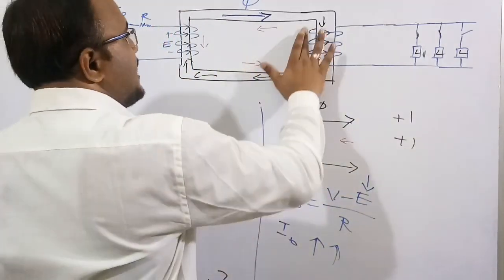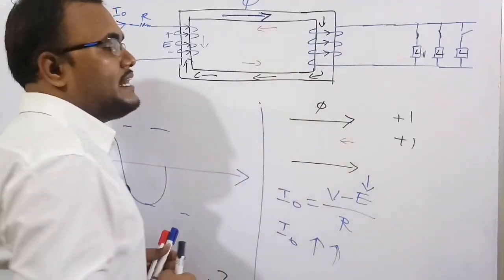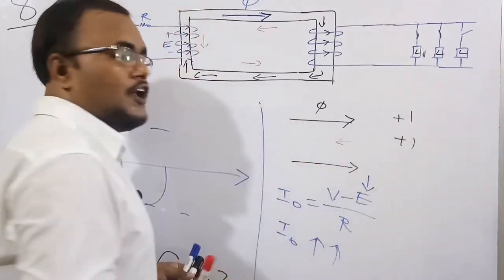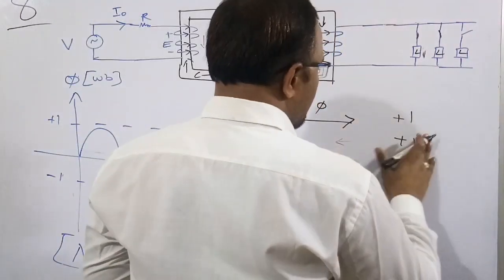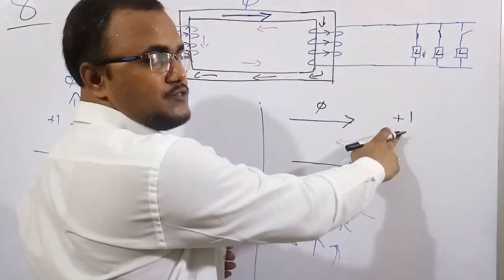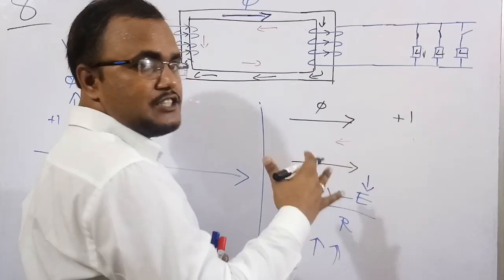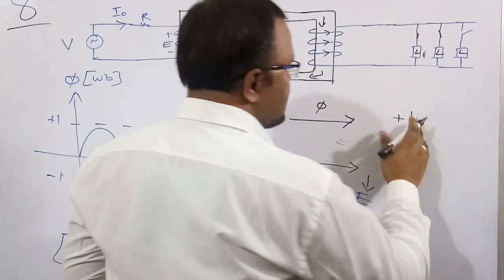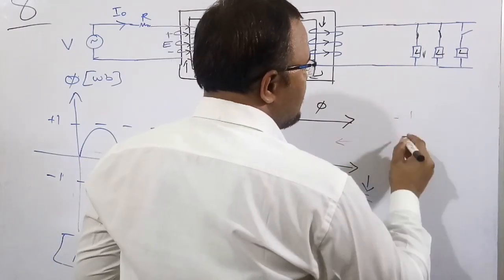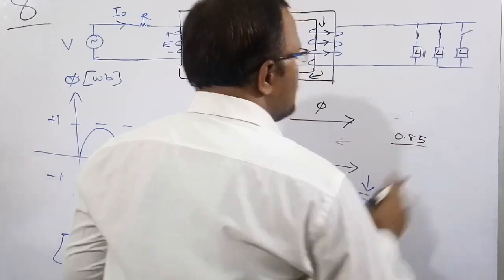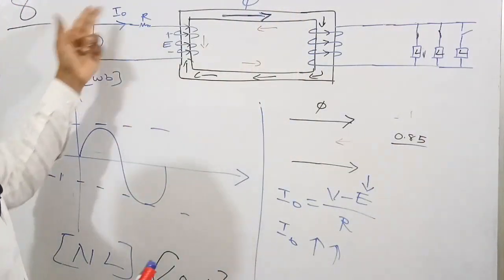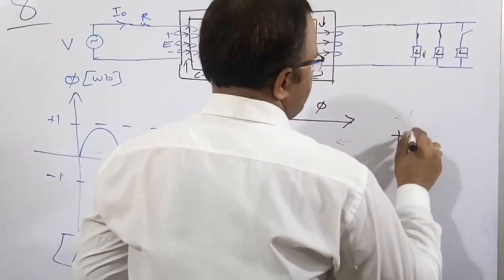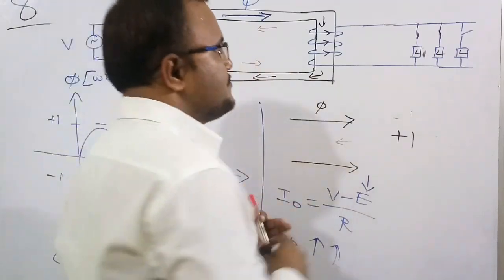So the red arrow length will again increase, which means the opposition will again increase. Suppose previously it is +1, now this red value is increased. These two arrows are in opposite directions, so the net value will again decrease. Suppose previously it is +1, then it will become 0.85, let us assume. So again EMF will decrease, current will increase, and the flux will increase back to its original position. So again +1.